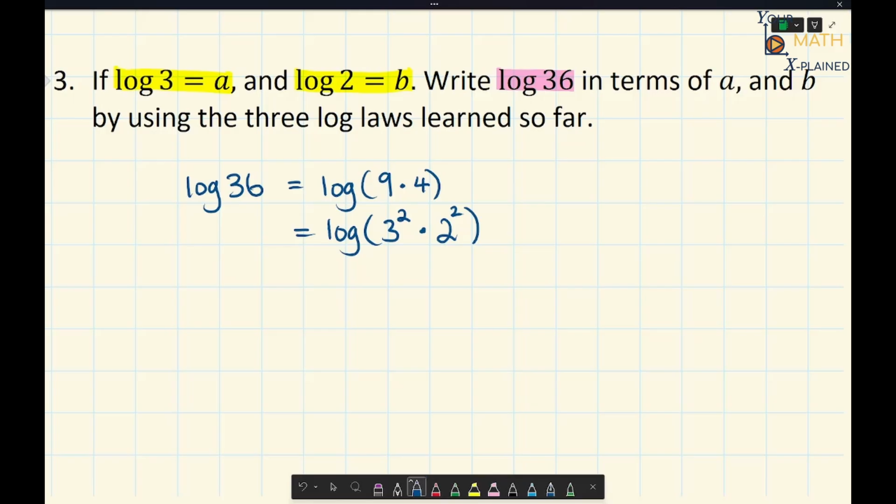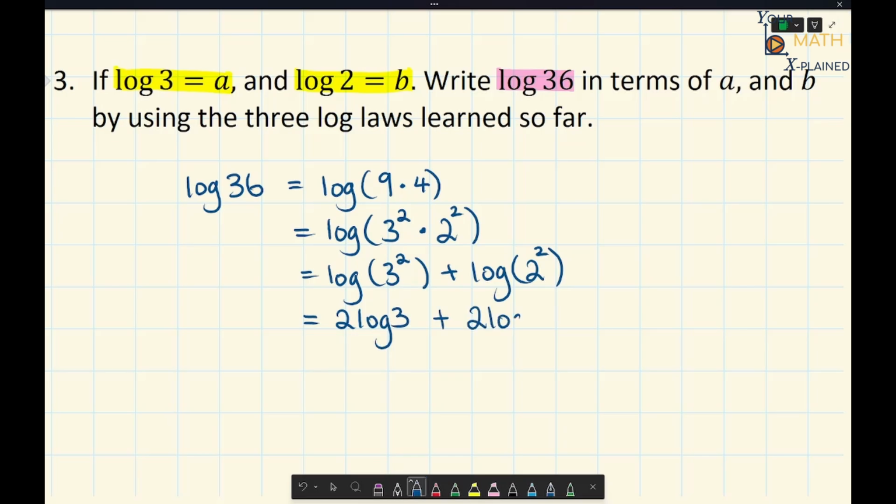But now we're going to use our first log rule, which is the product rule. So we have 3 squared times 2 squared inside our log. And the product rule tells us that we can split this into 2 logs. So this is going to equal log of 3 squared plus log of 2 squared. Next, we're going to use our power rule to pull the exponent down in front of the log. So that means log of 3 squared is equal to 2 times log 3, and log of 2 squared is going to be 2 times log 2.